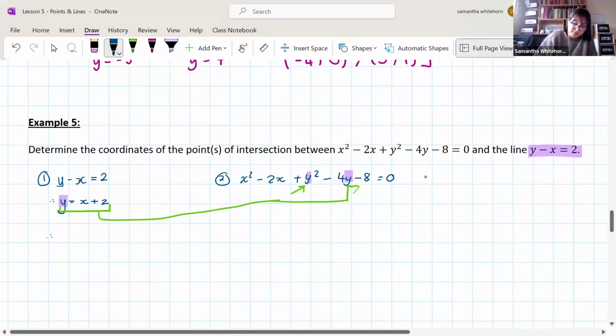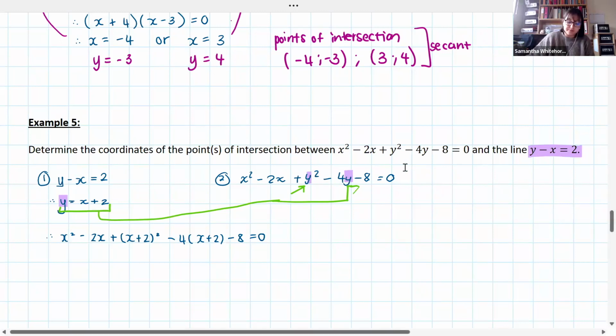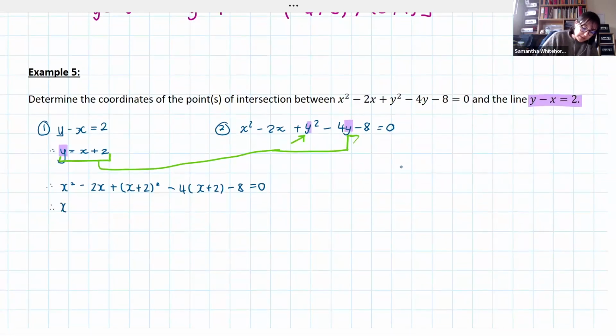Not a must. Right, so we've got x squared minus 2x plus, now I'm going to substitute in my x plus 2 in place of y, squared, minus 4 times x plus 2, minus 8 equals 0. And now you expand. So x squared minus 2x. Remember, this is a binomial, x plus 2 times x plus 2, so that would be x squared plus 4x plus 4. Distribute in minus 4x minus 8 equals 0.